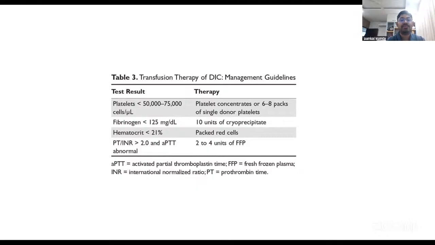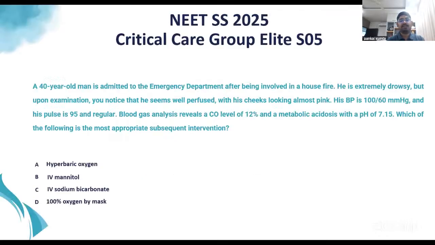Fibrinogen, anything less than 1.25 milligrams per deciliter or 1.2 grams, then you need to consider cryo, where you're giving 10 units of cryo. It should be discussed a bit earlier, and it is continuous. Hematocrit, again, targeting around 7 would be a good number, 7 to 8. If it is brain injury or an active cardiac issue, you may target slightly higher, around 8 to 9. And any PT INR of more than 2 or abnormal APTT, you will have to consider FFP. So these are the ways to initially target it.